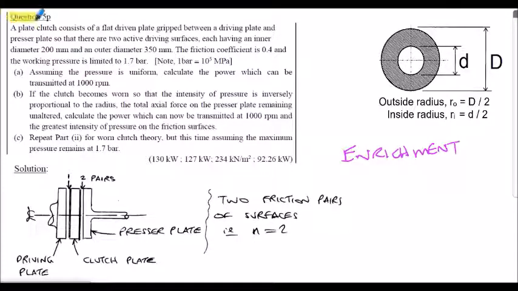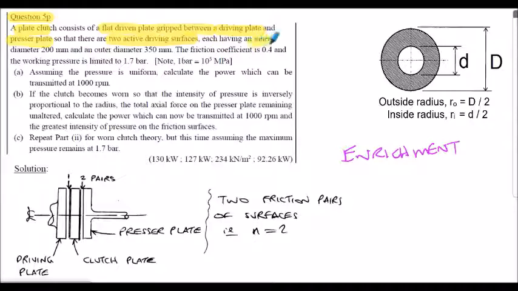I will leave you with question 5p for enrichment. Here, a plate clutch consists of a flat driven plate. It's gripped between a driving plate and a presser plate, shown in the sketch below. So there are two pairs of friction surfaces here.